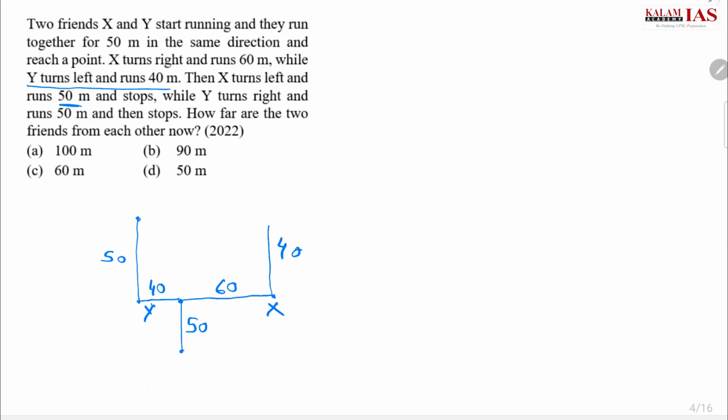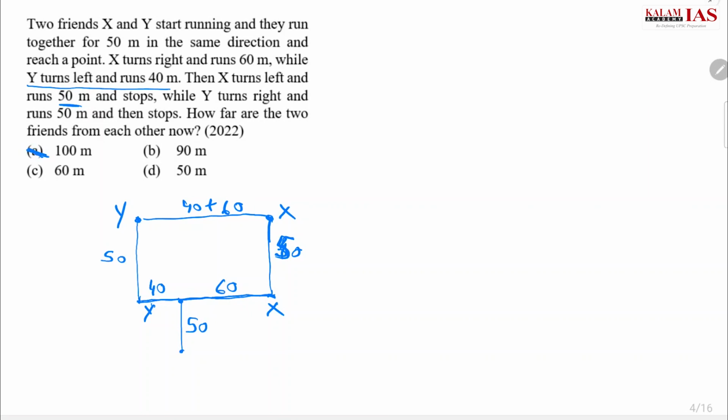X turns left and runs 50 meters, apologies, not 40 meters, and Y also turns right and runs 50 meters and stops. So both have run the same distance. How far are the two friends from each other now? X is at the final position here, Y is at the final position here. The distance between these two is, as we can simply see, 40 plus 60, that is 100 meters.